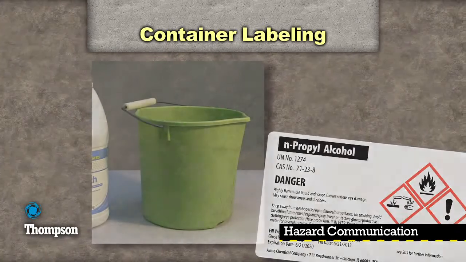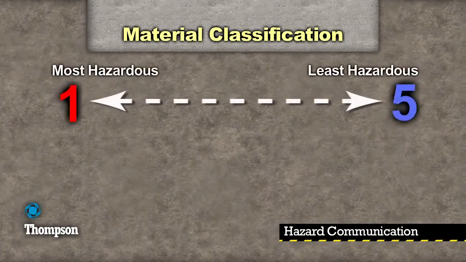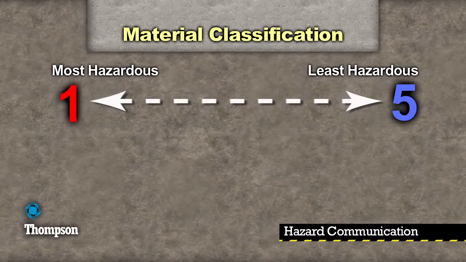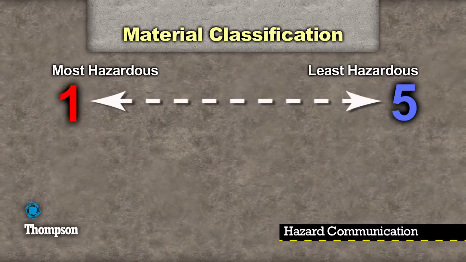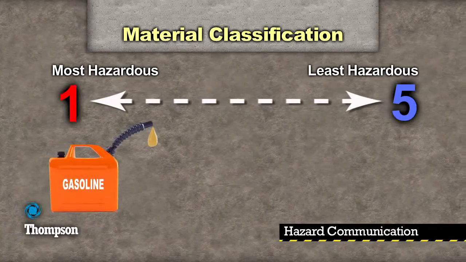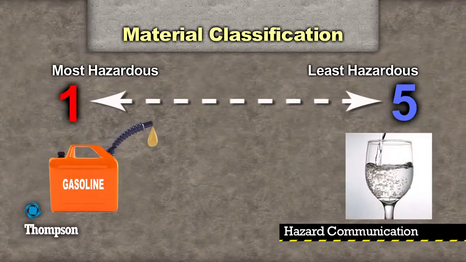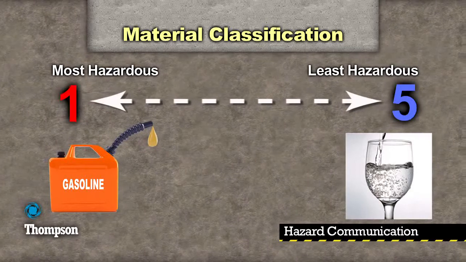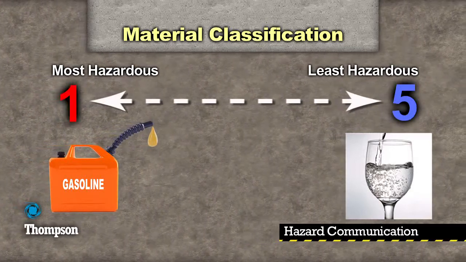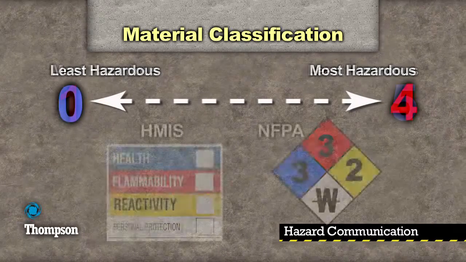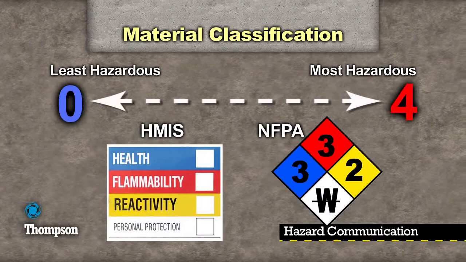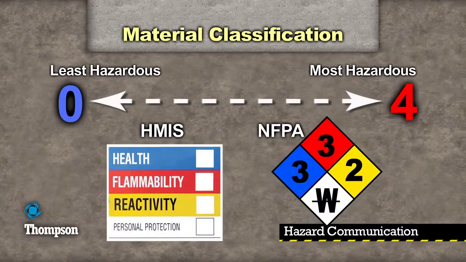Material classification is a very important part of the HAZCOM standard. Hazard classification is displayed both numerically and by color code. The new GHS system ranks hazards from 1 to 5, number 1 being the most hazardous and 5 being the least. For example, gasoline would be a 1 and water would be a 5. In comparison, the HMIS NFPA ranking is 0 to 4, with 0 being the least hazardous and 4 being the most hazardous.